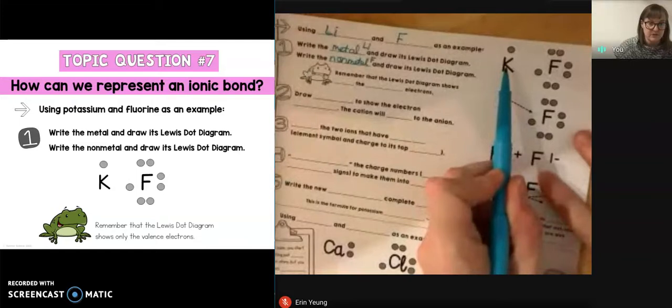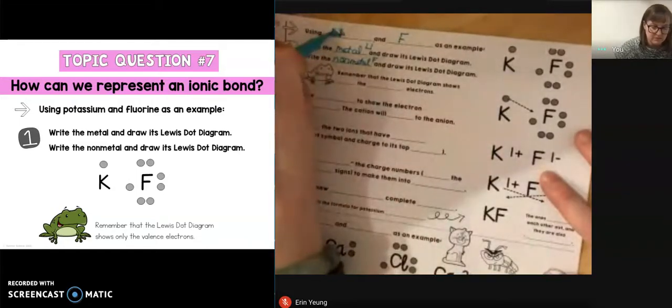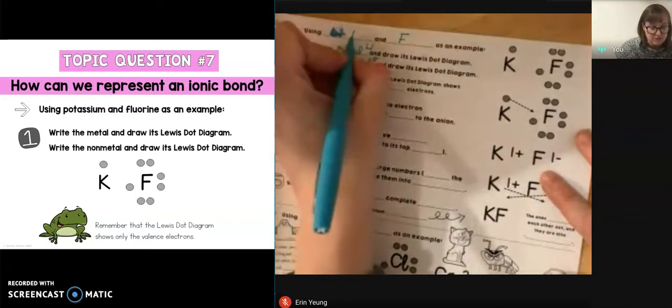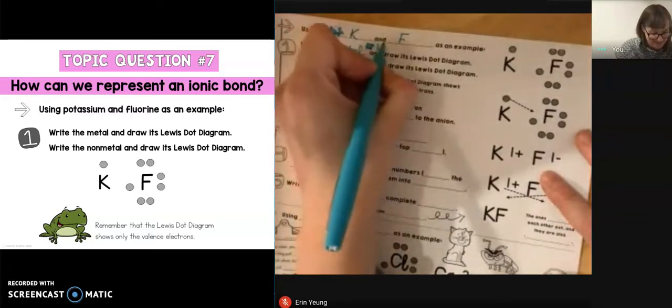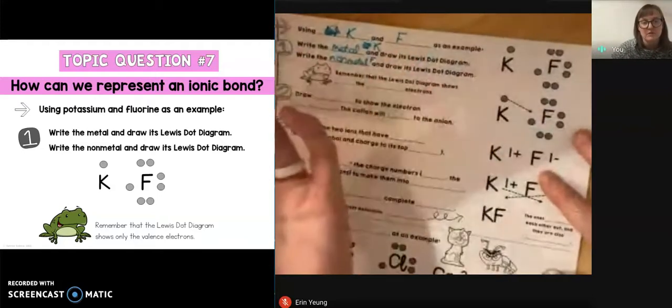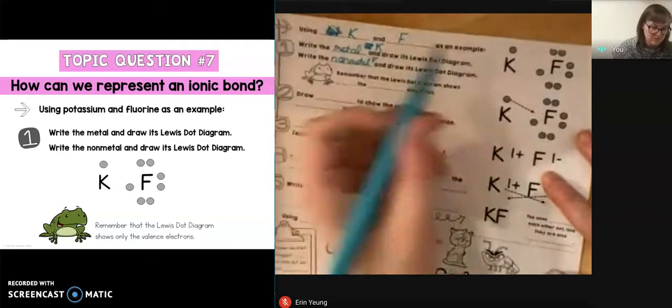So Lewis dot diagram for, oh, this isn't lithium. What am I talking about? I just want it to be lithium because we've used it in every other one. I'm sorry. This is potassium. Potassium and fluorine. It's the same thing. They're in the same row. That's why I was just getting used to writing the same one over and over again.